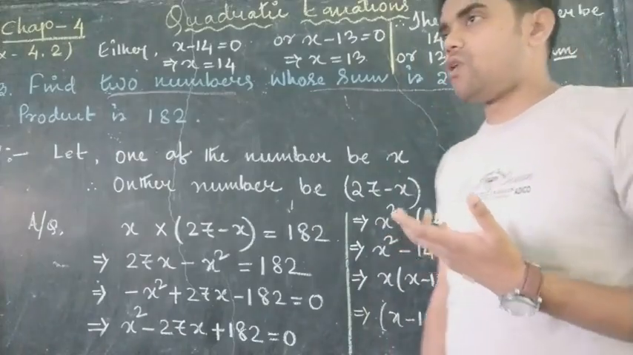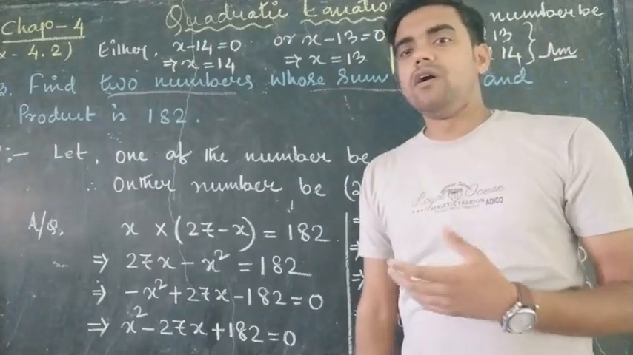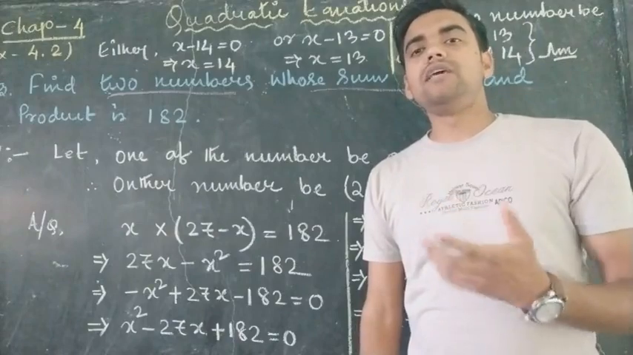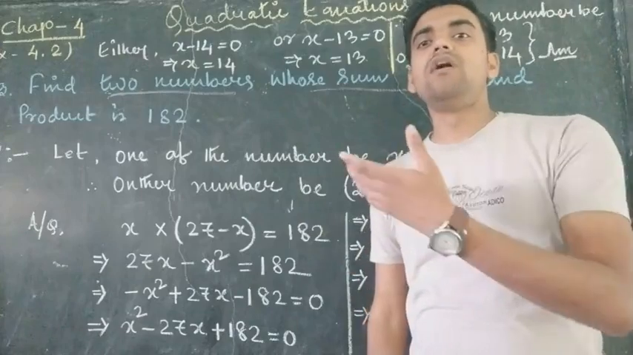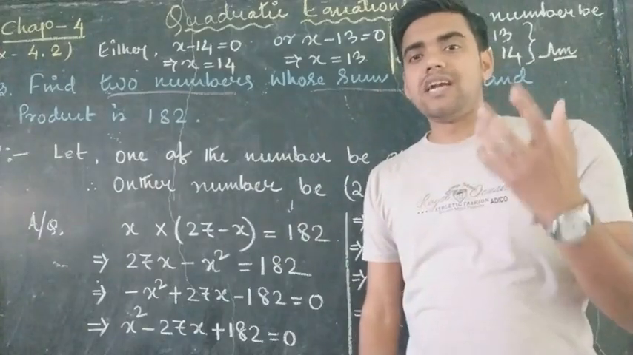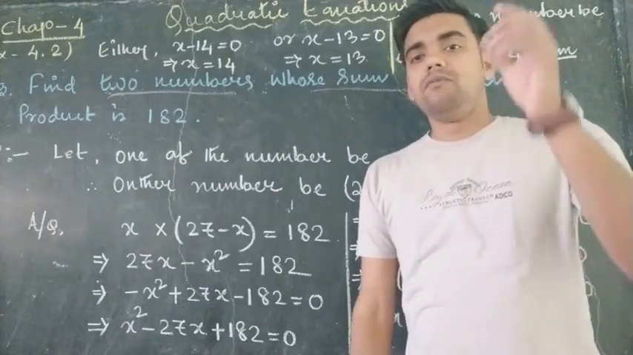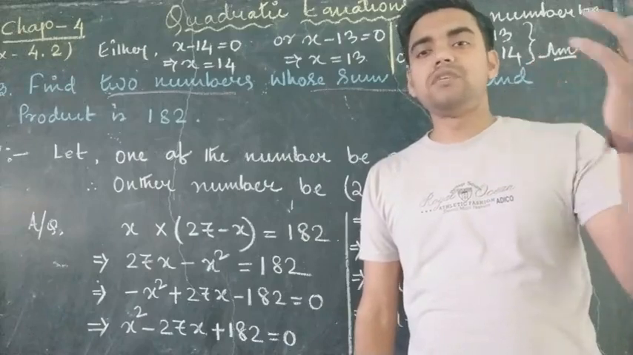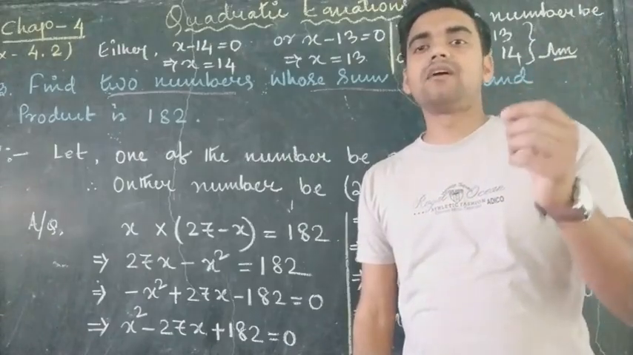Okay, and we know that when we solve quadratic equations, and when we're talking about algebraic types of problems, let us take the unknown terms as a variable, x or y. Variables mean unknown terms. That means we don't know the name or the value of this term. So that's why we take a variable.